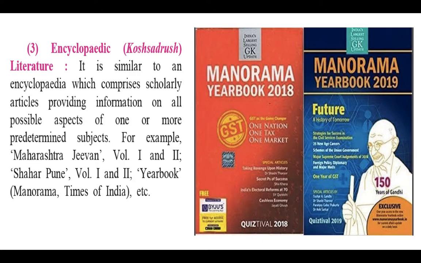Next, we come to encyclopedic literature known as Kosh Sadrusha. It is similar to an encyclopedia which comprises scholarly articles providing information on all aspects of one or more predetermined subjects. So it talks about various articles written by different scholars that provide information on almost all aspects of that particular topic. For example, please underline Maharashtra Jeevan Volume 1 and 2 and Shahar Pune Volume 1 to Yearbook, that is Manorama, Times of India, which is quite famous.